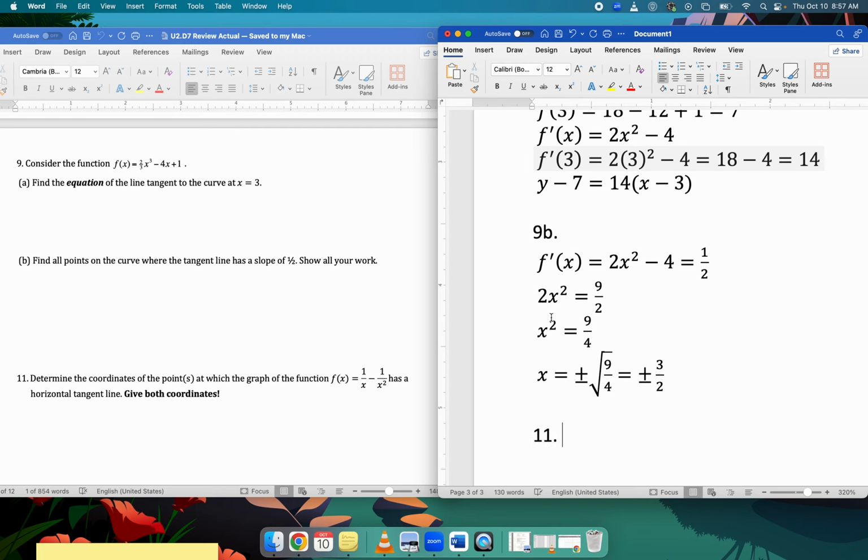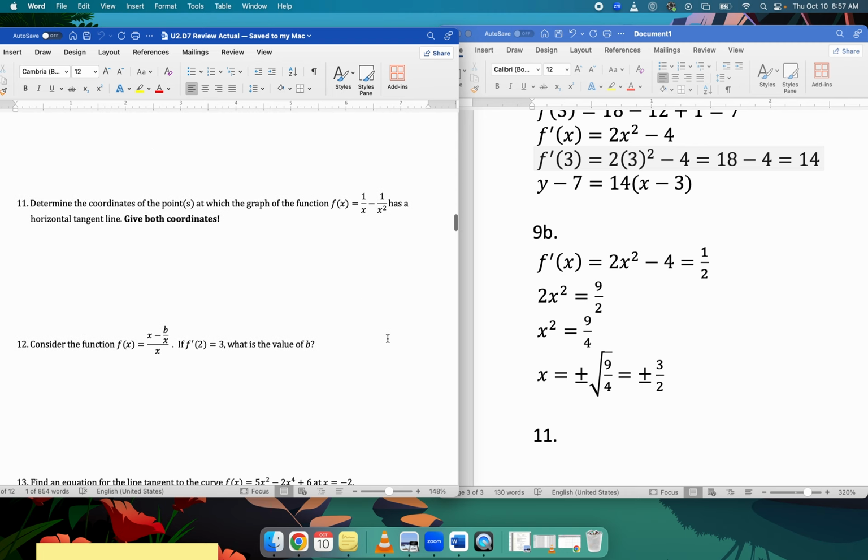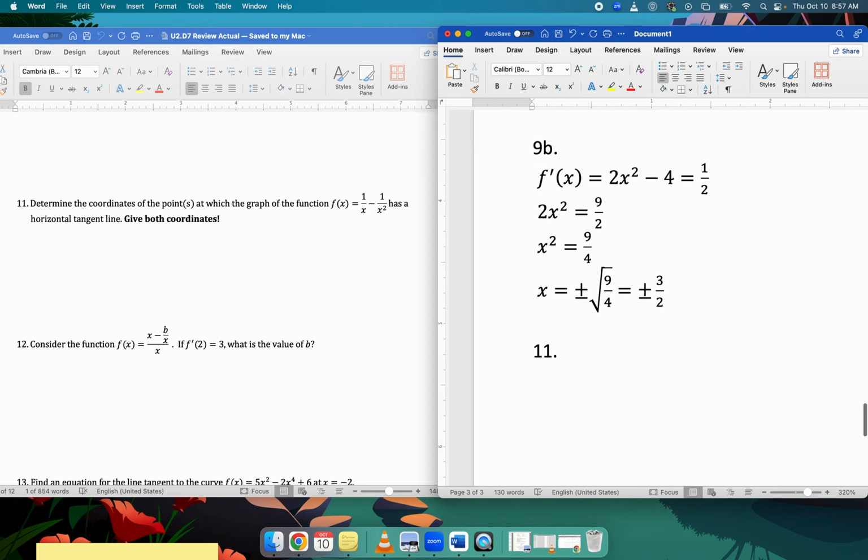11, don't know why there's no number 10, but who cares? Determine the coordinates of the points at which the graph of the function blah blah blah has a horizontal tangent line. Oh, okay, they want both coordinates here. Okay, you don't have to shout.